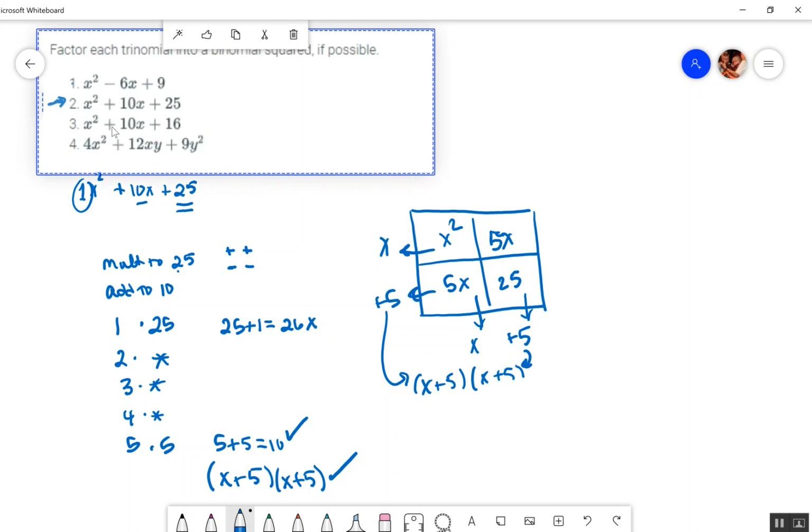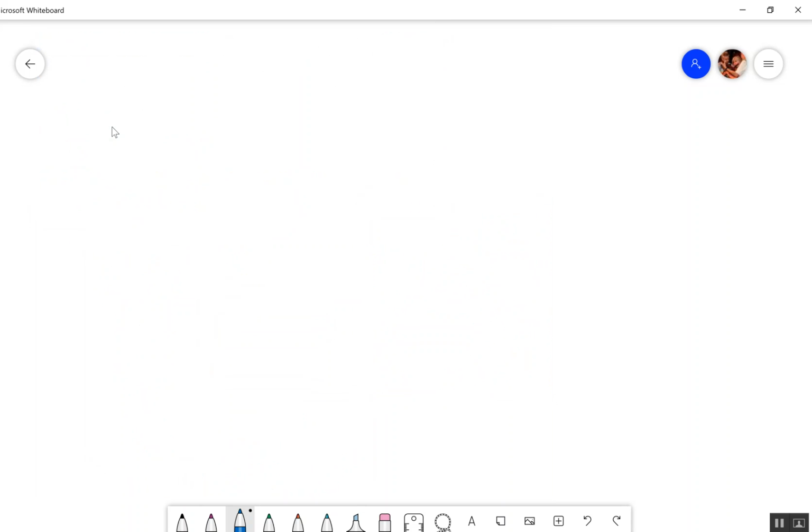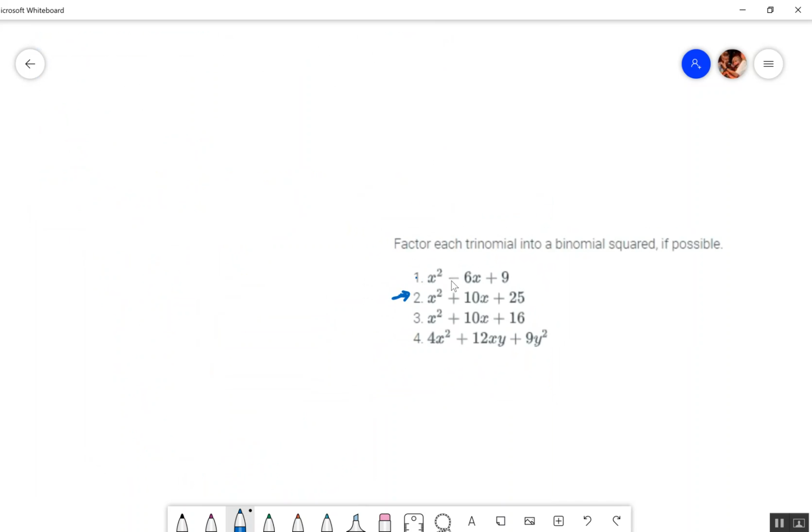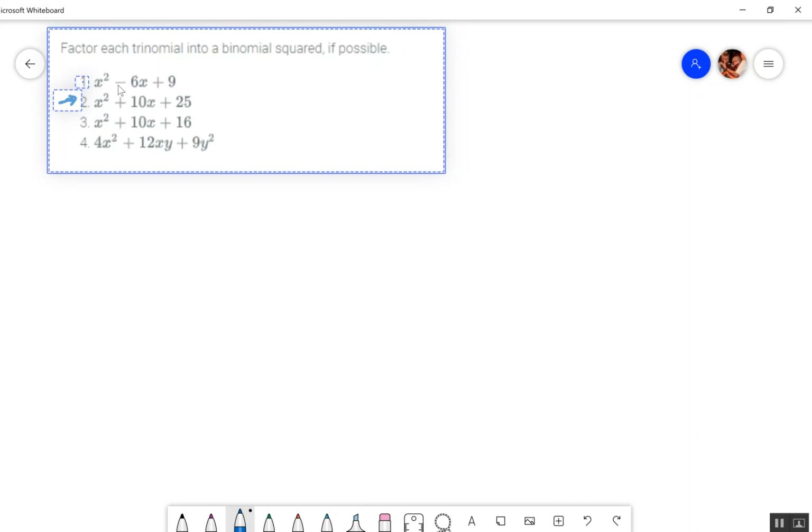Now let's look at the third one, or the fourth one. I'm going to skip the third one, but let's look at the fourth one.